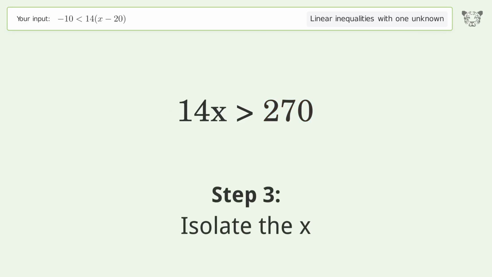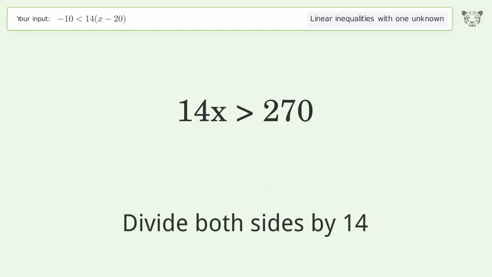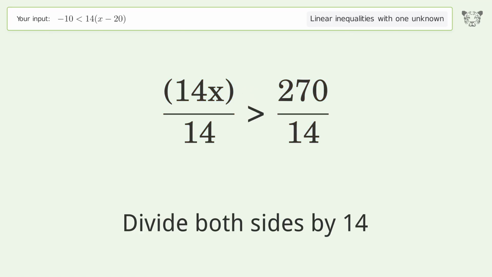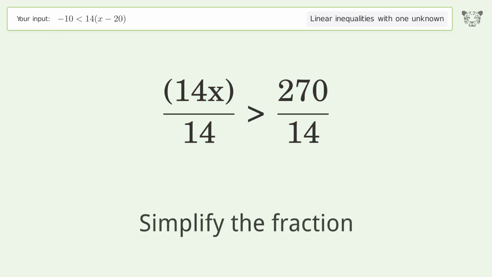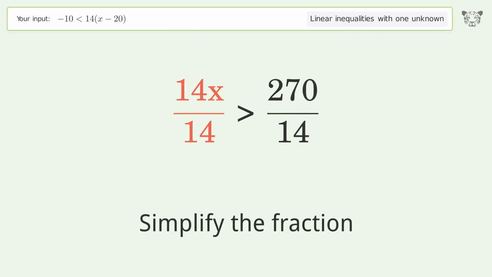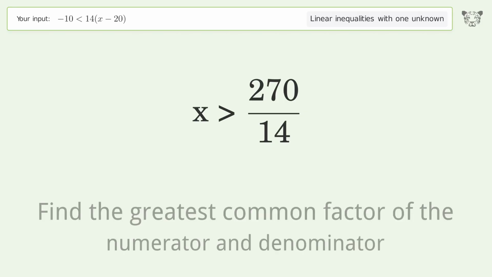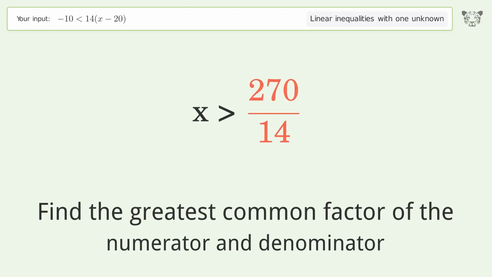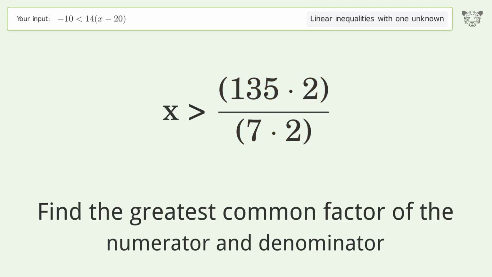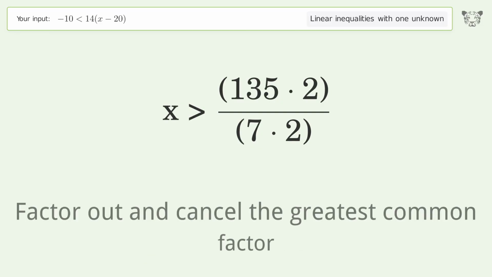Isolate the x. Divide both sides by 14. Simplify the fraction. Find the greatest common factor of the numerator and denominator. Factor out and cancel the greatest common factor.